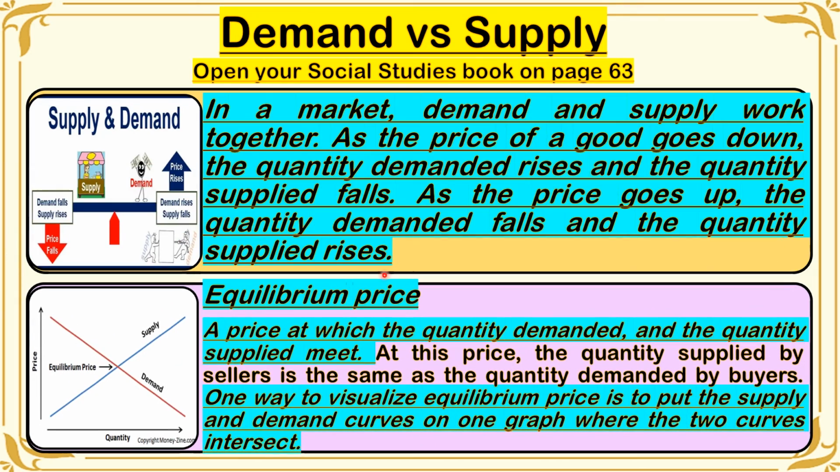Now, equilibrium price. It is a price at which the quantity demanded and the quantity supplied meet. One way to visualize equilibrium price is to put the supply and demand curves on one graph, like what we have here on the left side, where the two curves, curve of supply and curve of demand, intersect. So that is what you call equilibrium price.